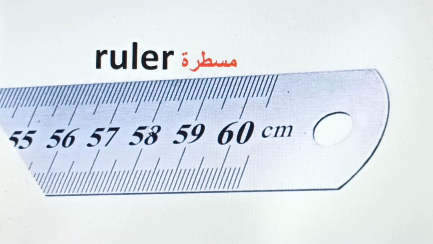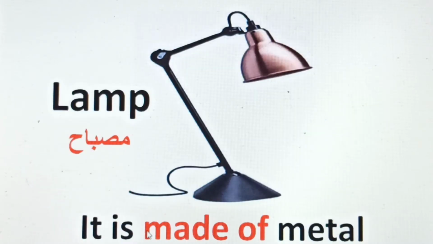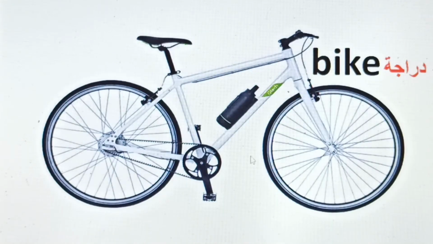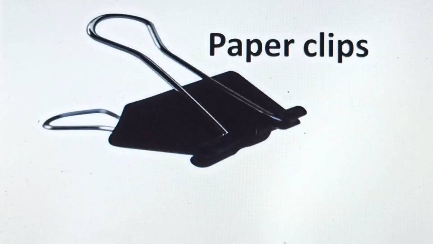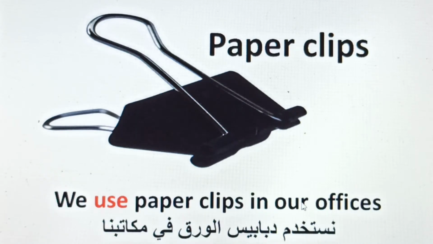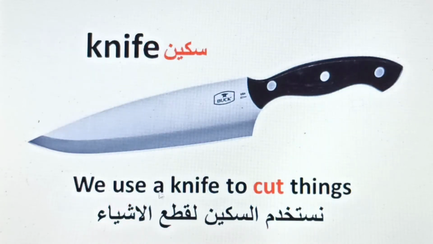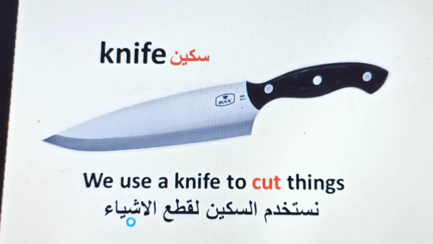اوكي ruler المسطرة it's made of metal. lamp المصباح it's made of metal. bike الدراجة it's made of metal. paper clips دبابيس الورق we use paper clips in our offices. نستخدم use. اوكي nails we use nails to make things، نستخدم المسامير لصنع الأشياء. اوكي we use a knife to cut things، نستخدم السكين لقطع الاشياء.